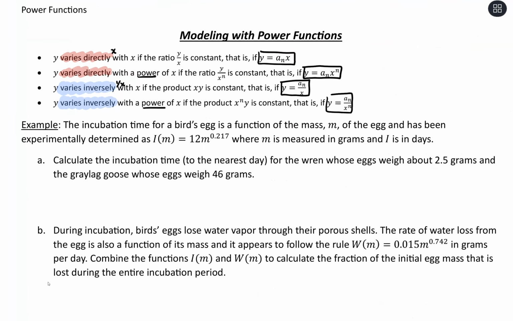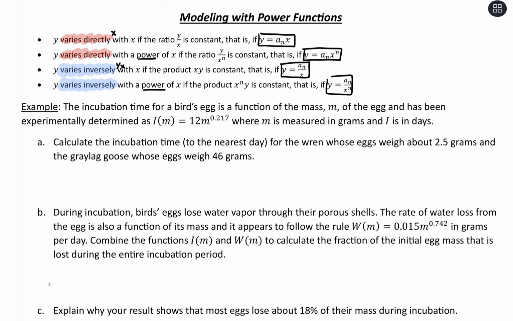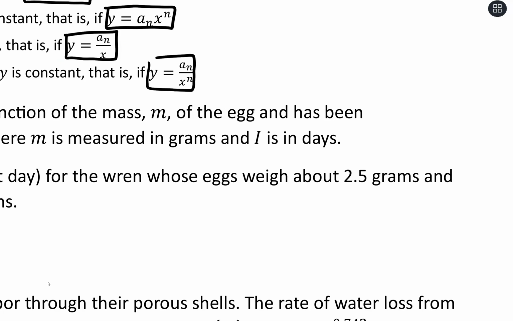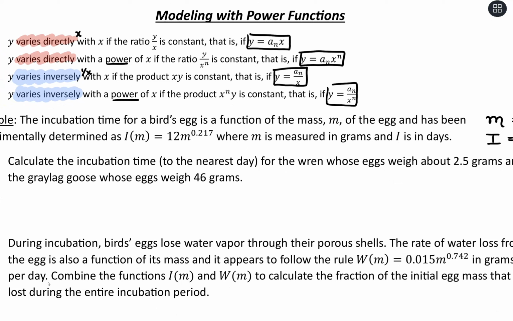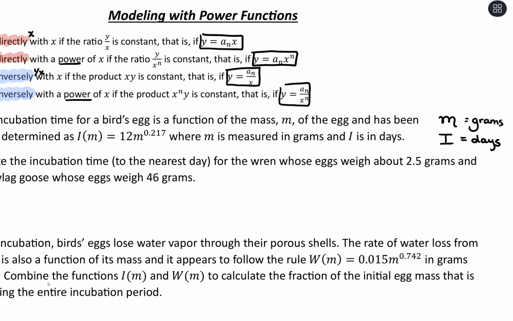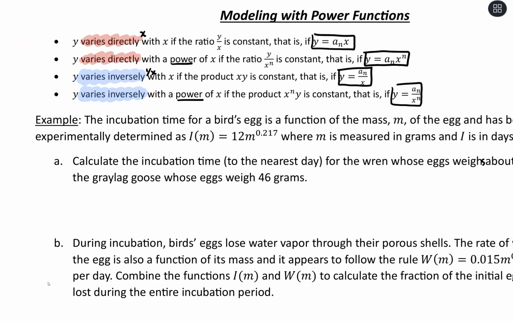So we have the incubation time for a bird's egg is a function of its mass and has been determined as I of m equals 12m to the 0.217, where m is measured in grams and I is in days. So m is the weight in grams, and I is the number of days of incubation. Okay, so calculate the incubation time to the nearest day for the wren whose egg weighs about 2.5 grams.